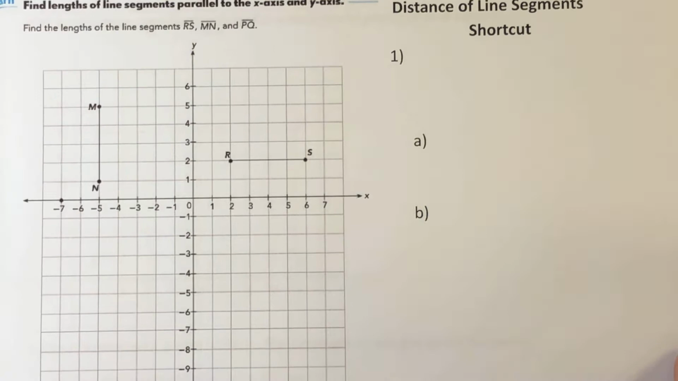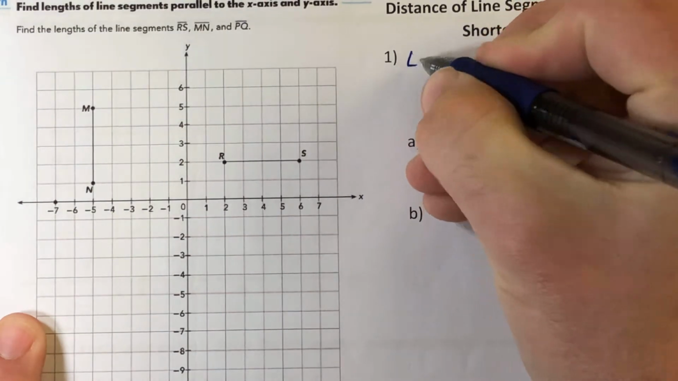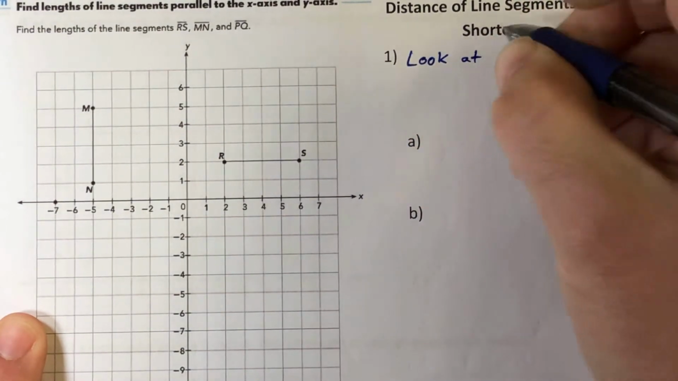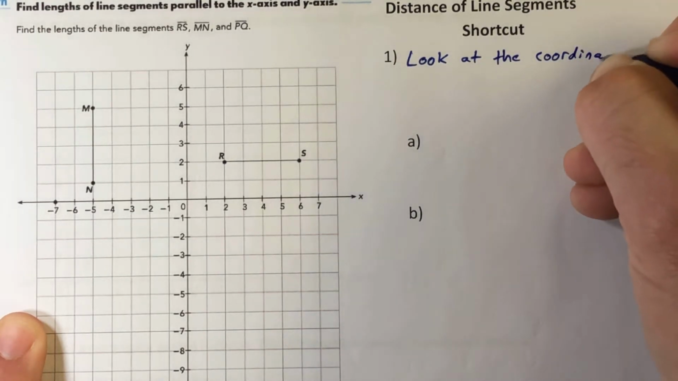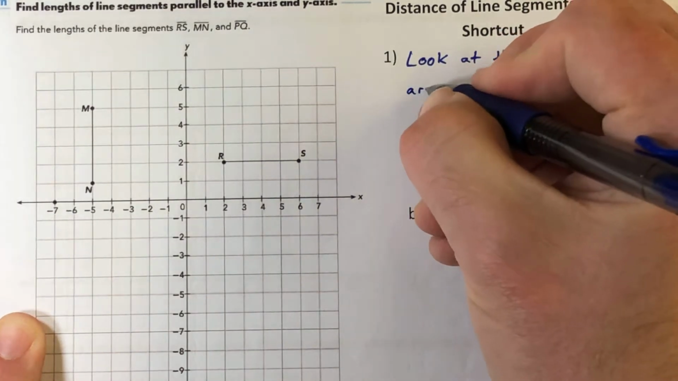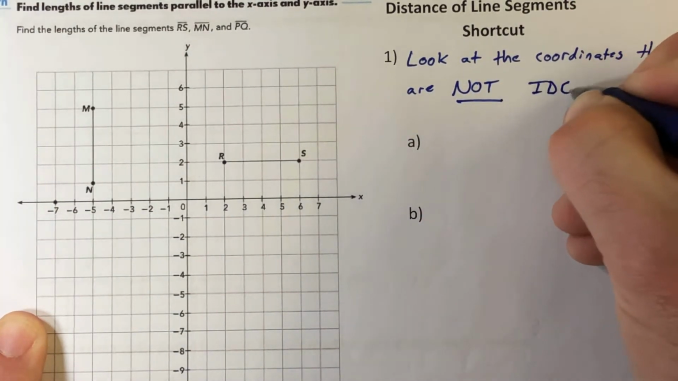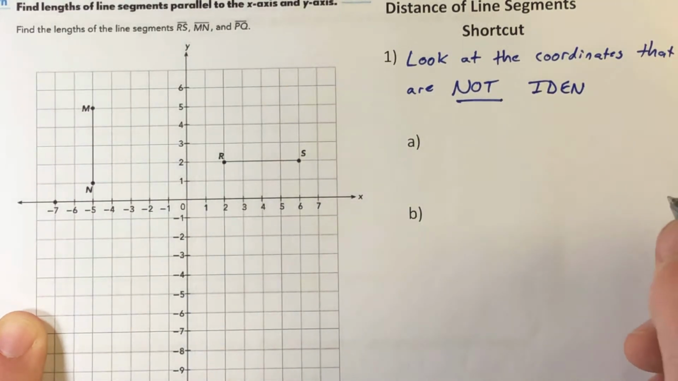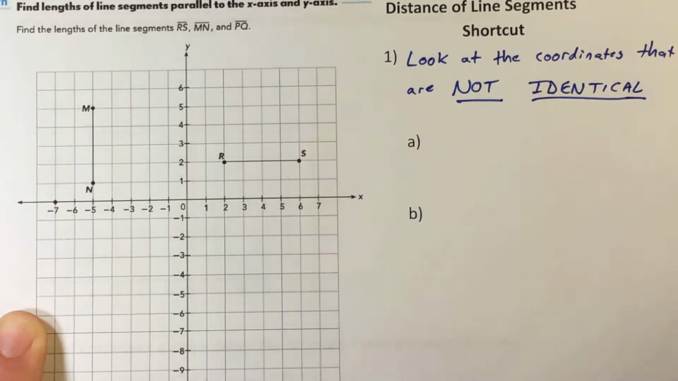There's basically a 2-step process. First step is to look at the coordinates that are not identical. You might be like, I have no idea what you mean by that. Don't worry. We're going to go over several examples. So you're looking for the things that are not identical. If they are identical, ignore that. And again, I'll show you an example in just a bit.